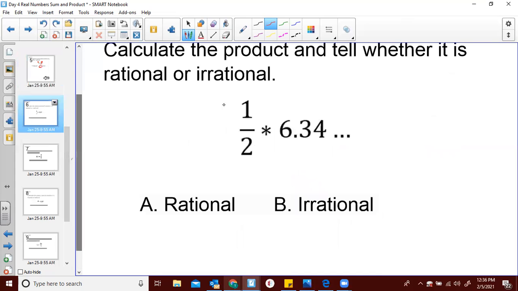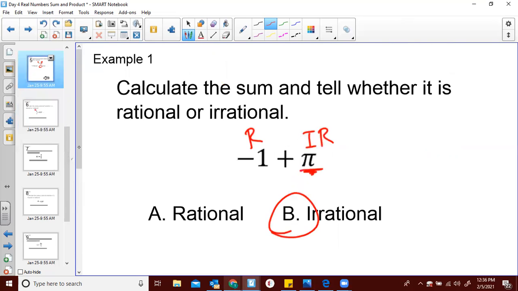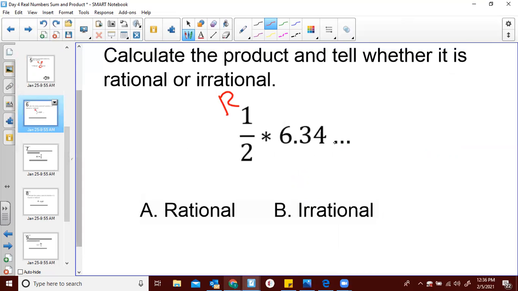All right, again, I have a half, which is a fraction. So I know that that's going to be rational. And then I have 6.34. And here are these dots I've been talking about, right? This is our irrational number. So this is definitely going to be an irrational number, which, even though we're multiplying, will be irrational.